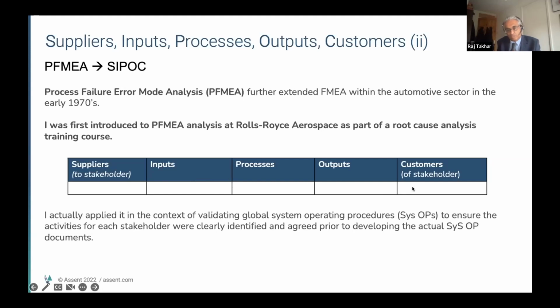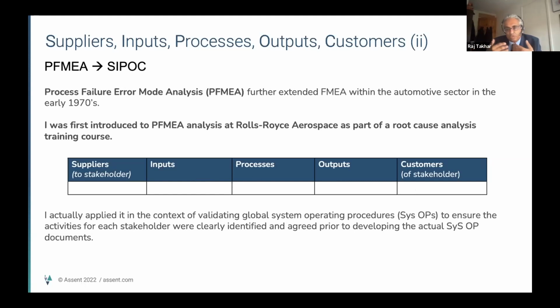I found this to be really useful when I was trying to write global procedures, because often I was in one part of Rolls-Royce, like the civil aerospace division, working with the defense division, but there was a multitude of different sectors that worked with me, like nuclear, marine nuclear energy.